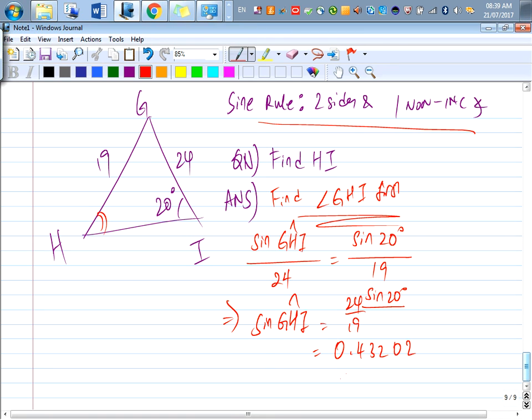Okay, once I see this, should I just continue as per normal? What do you notice? Something special. So I straight away go to sine inverse, is it? So angle GHI equals sine inverse 0.43202. Are you forgetting something again? There are two answers because I have sine positive. So either sine inverse 0.43202, or 180 degrees minus sine inverse 0.43202.